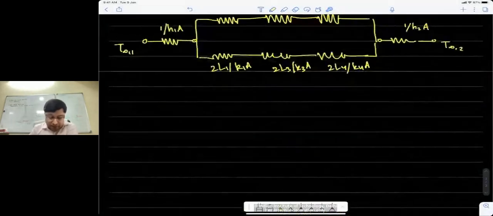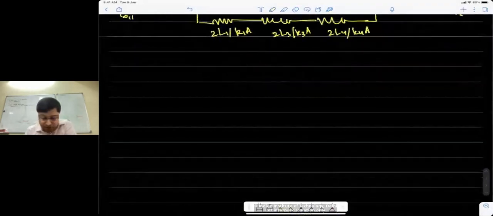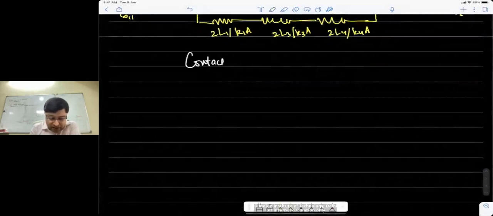Okay, so let me move on to the next idea, which is called contact resistance. We have so far ignored it, but I would now like to bring it into the problem.